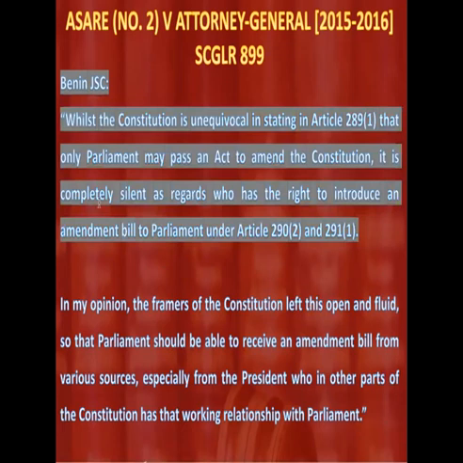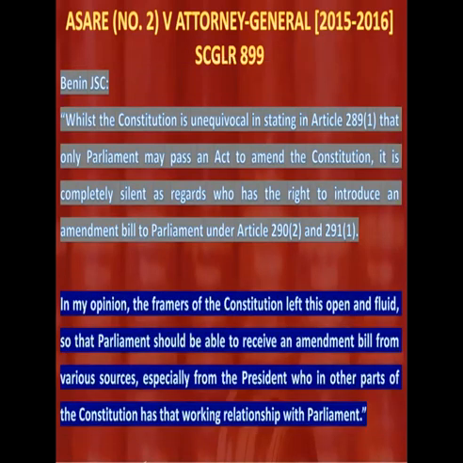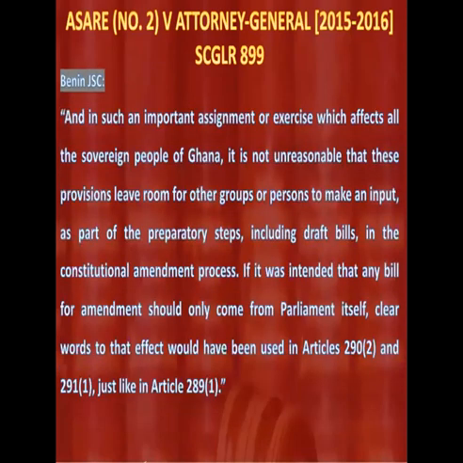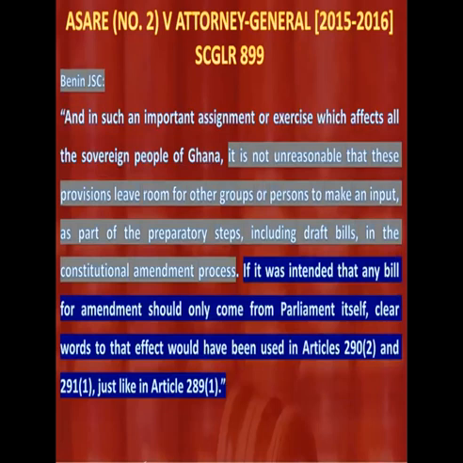In my opinion, the framers of the Constitution left this open and fluid so that Parliament should be able to receive an amendment bill from various sources, especially from the President, who in other parts of the Constitution has that working relationship with Parliament. And in such an important exercise, which affects all the sovereign people of Ghana, it is not unreasonable that these provisions leave room for other groups or persons to make an input as part of the preparatory steps, including draft bills in the constitutional amendment process. If it was intended that any bill for amendment should only come from Parliament itself, clear words to that effect would have been used in Articles 290 clause 2 and 291 clause 1, just like in Article 289 clause 1." And this is where the quote ends.